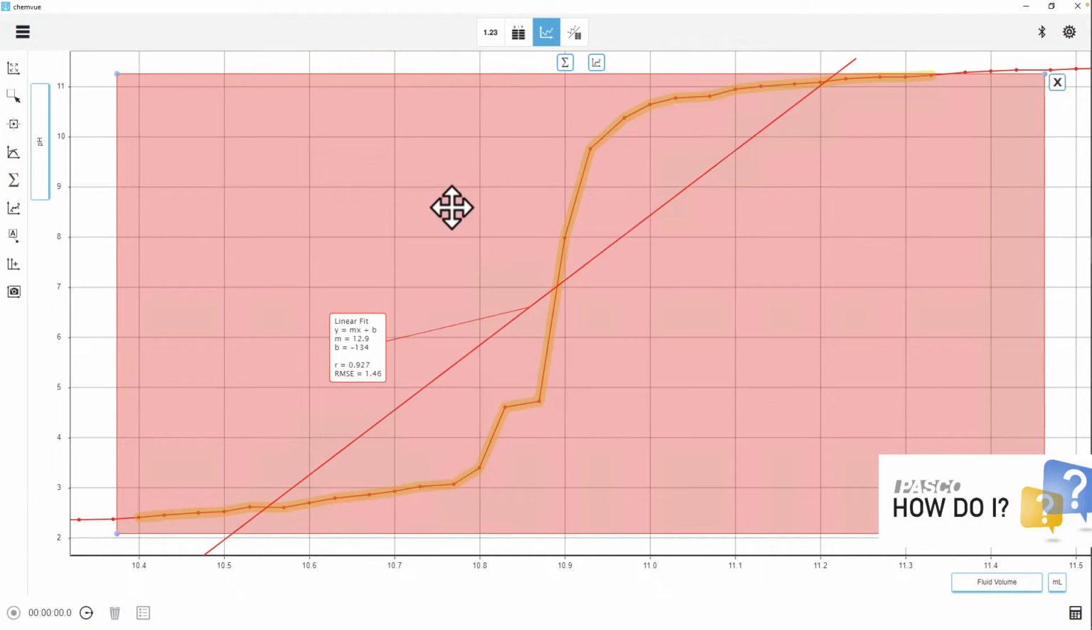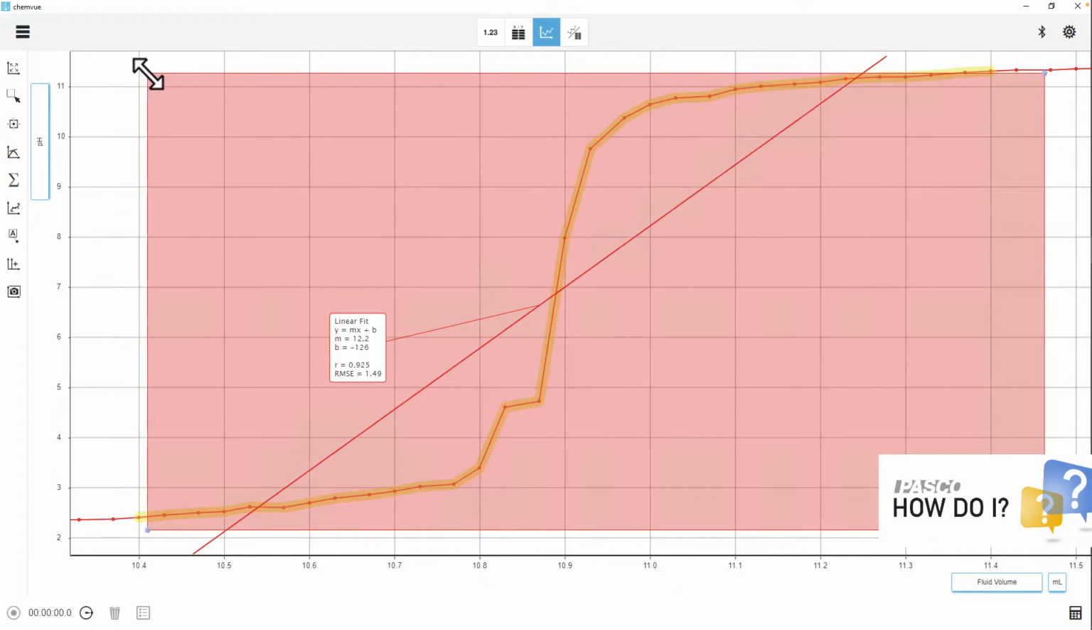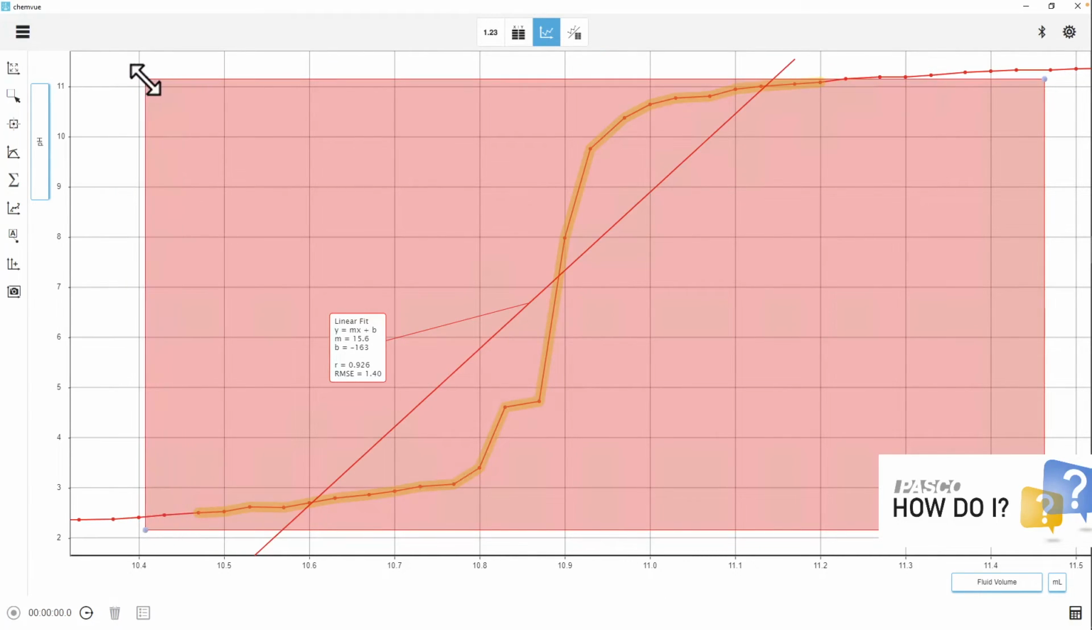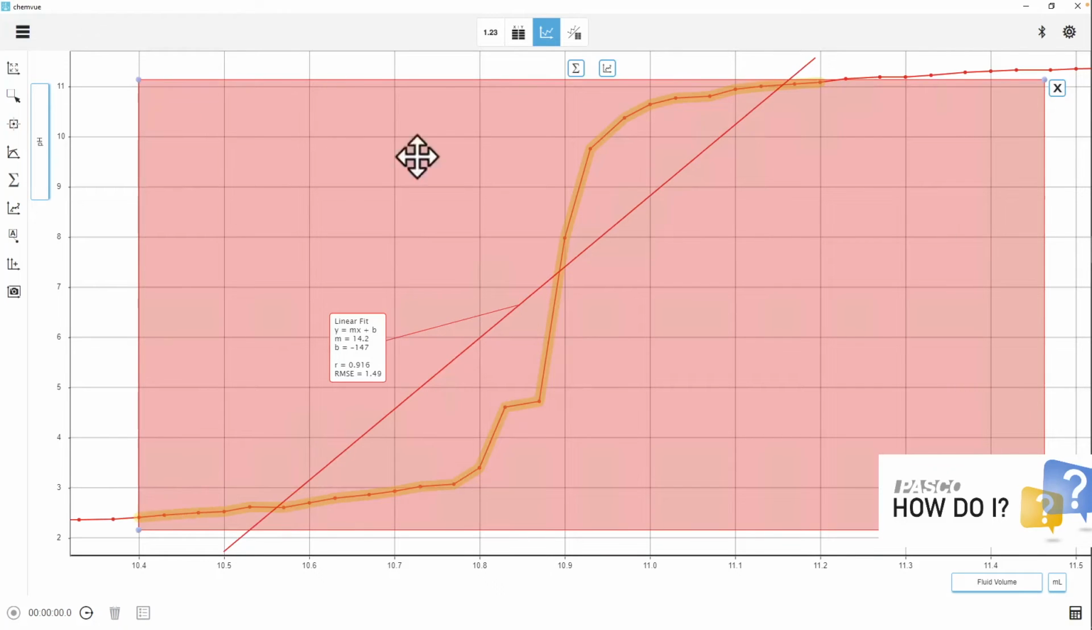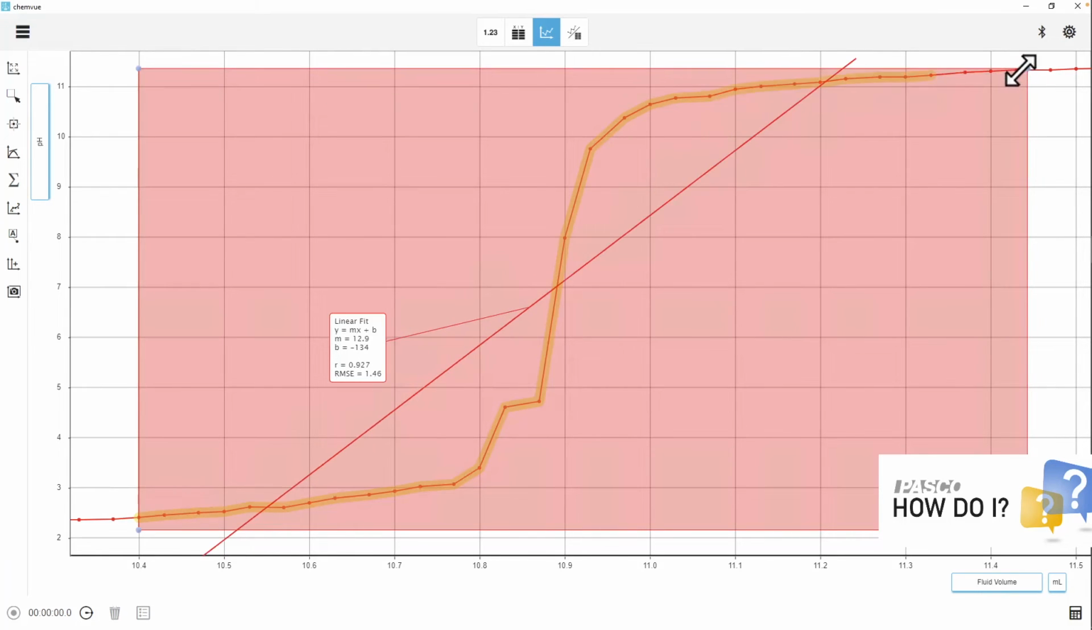But if I wanted to change my selection and modify it, I could. I just have to grab any of the four handles, and that will adjust the linear fit and the point of intersection, and also you'll see the linear fit parameters change with my selection.